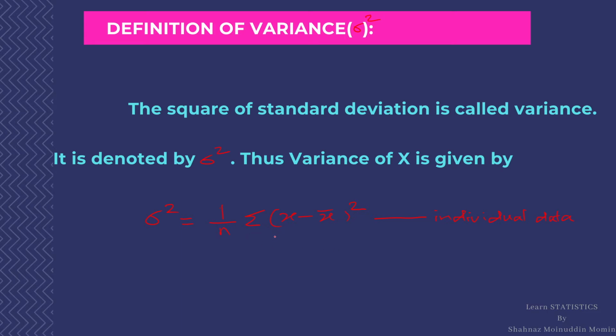Now, in order to simplify this formula, we will take the square of this bracket and simplify it. After simplification, we will get 1 upon n summation x square minus x bar square. This is for the individual data.